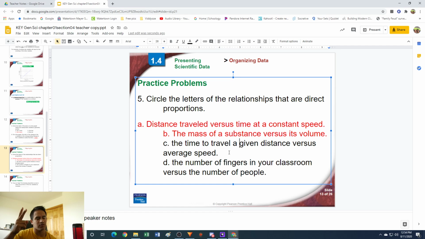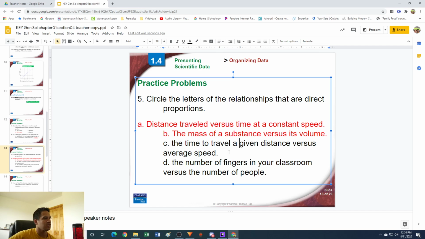If we travel 1 mile and, instead of going 60 miles an hour, we go 100 miles an hour, the time it takes is now going to go down. So this one is actually an inverse proportion. If we increase the average speed, so instead of going 60 miles an hour, we go 100 miles an hour or 150 miles an hour, the time it takes is going to go down, right? So as one of those things is going up, the other one's going down. That's an inverse proportion. So C is not a direct proportion.